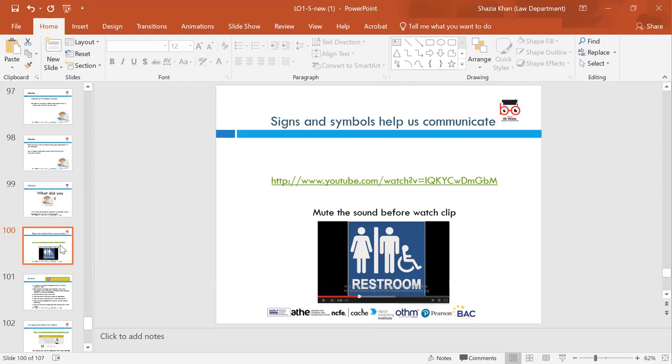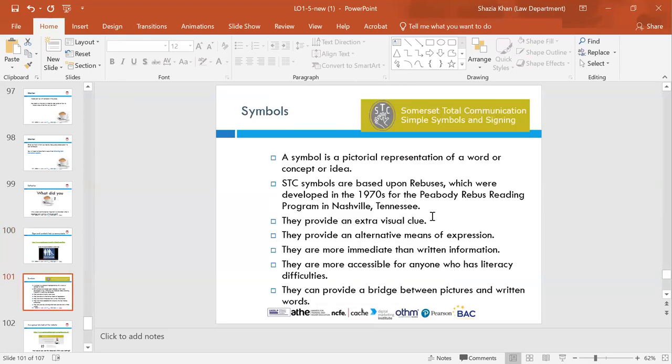So there are different signs, and that would help an individual or even a child. There's a video there that you can watch in your own time. Symbols. A symbol is a pictorial representation of a word, concept or idea. STC symbols are based upon rebuses which were developed in the 1970s in the Peabody Rebus Reading Program in Nashville, Tennessee. They provide an extra visual clue.